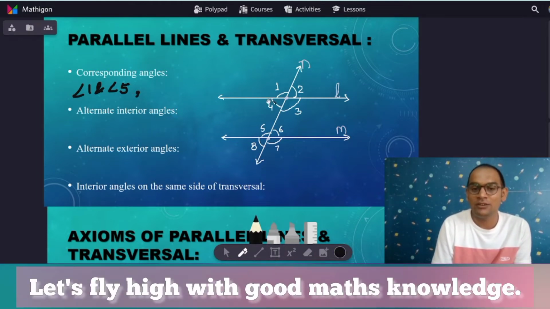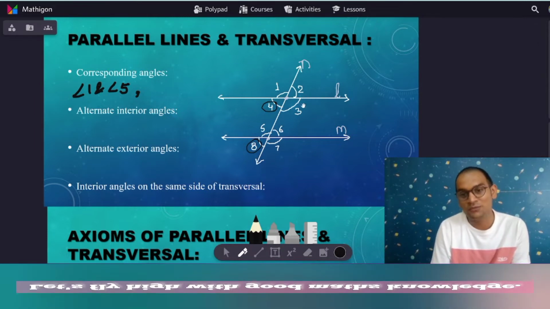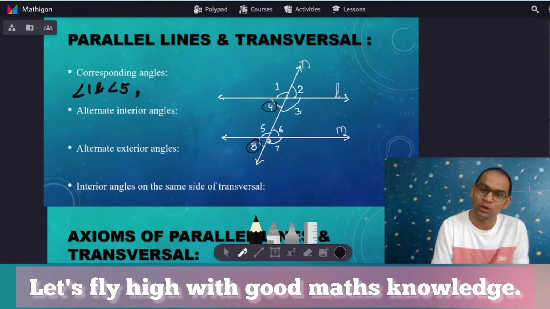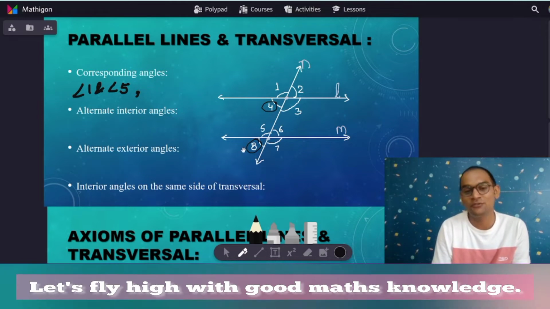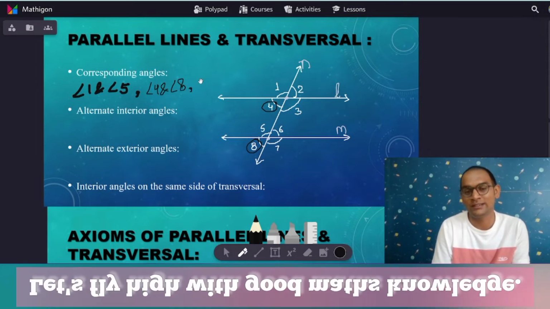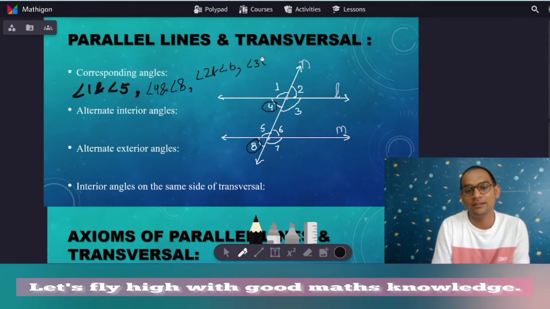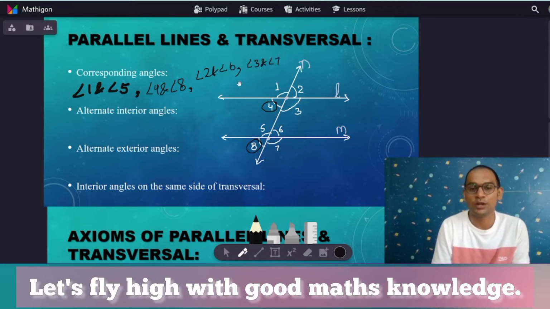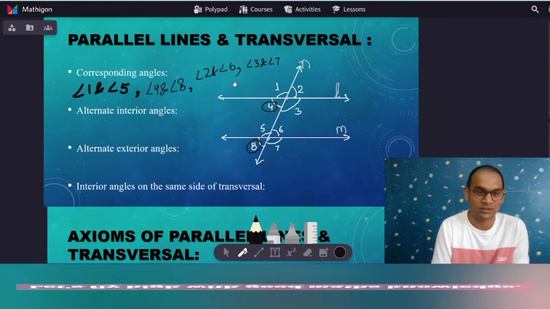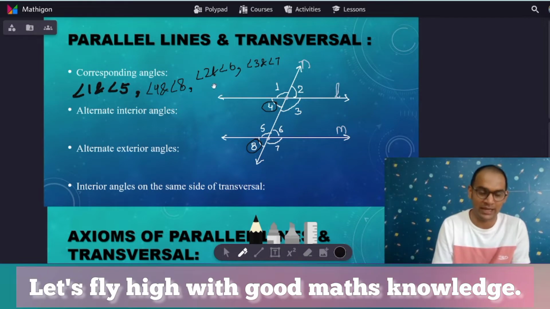Similarly, angle 4 and angle 8, if you observe, angle 4 is below the line, angle 8 is also below the line. Angle 4 is towards the left, 8 is also towards the left. So angle 4 and angle 8 make corresponding angles. Similarly, angle 2 and angle 6 make corresponding angles. Angle 3 and angle 7 also make corresponding angles. I hope that makes a lot of sense with these 4 different pairs of corresponding angles.